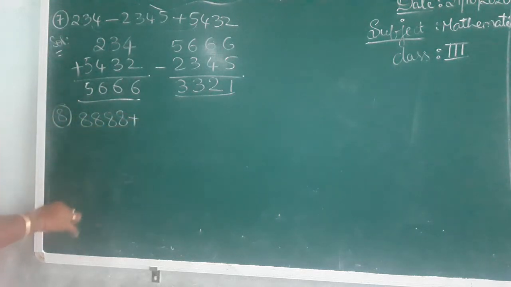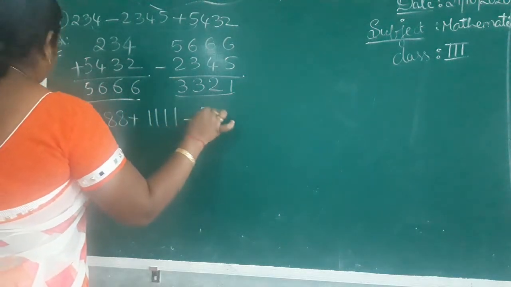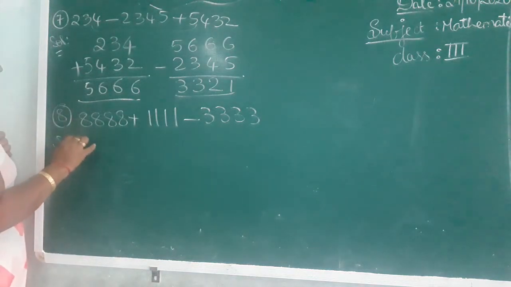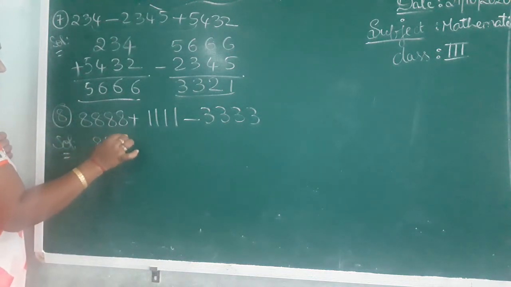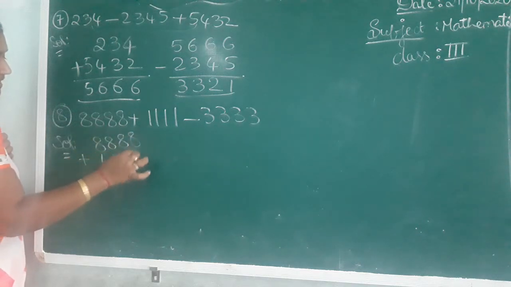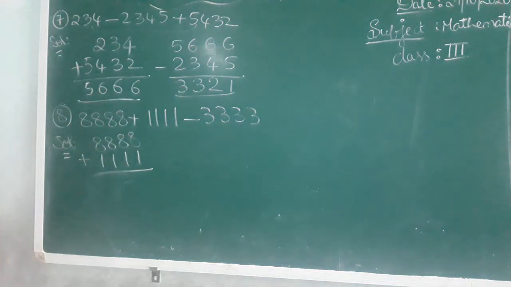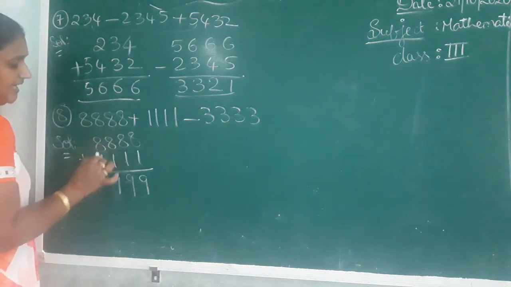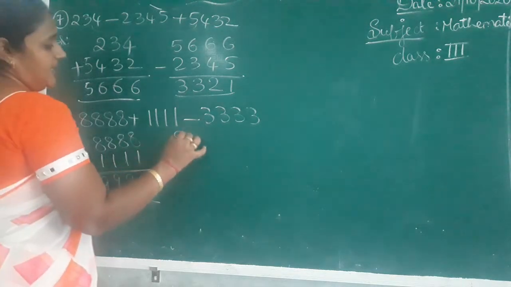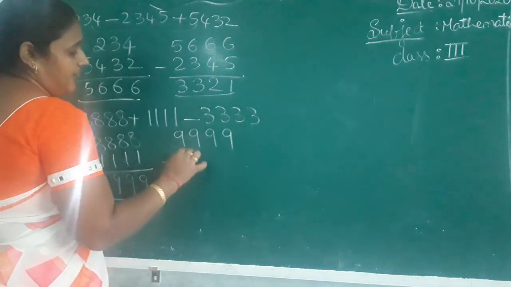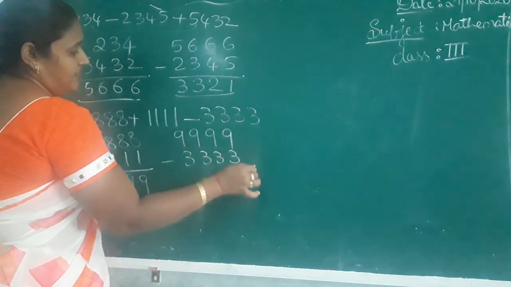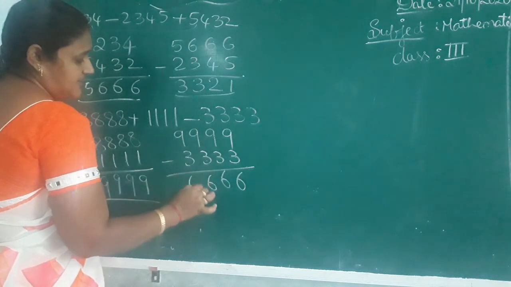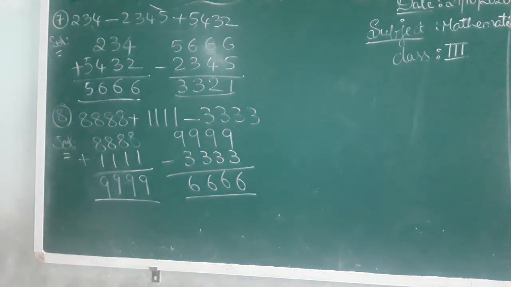8,888 plus 1,111 minus 3,333. Okay, see that. 8,888 plus 1,111. 8 plus 1, 9, in every place. 9,999 minus 3,333. 9 minus 3, 6, in every place. Okay. See the next one.